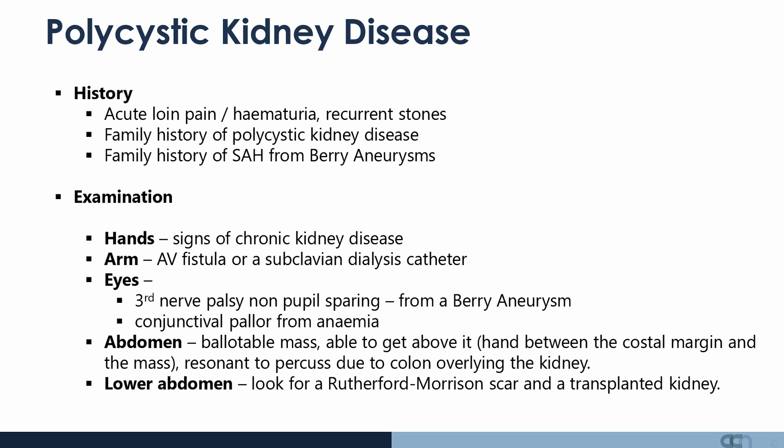When you examine their abdomen, you'd expect a large ballotable mass on each side, and you should be able to get above it, and this is a large kidney. In the lower abdomen, if they've had a transplant already, look for a Rutherford Morison scar.